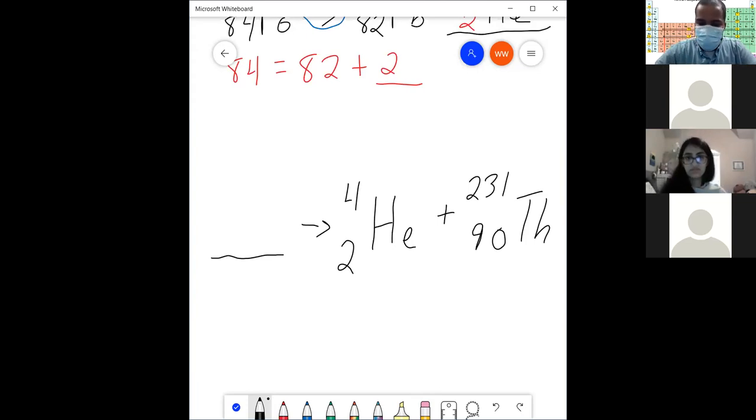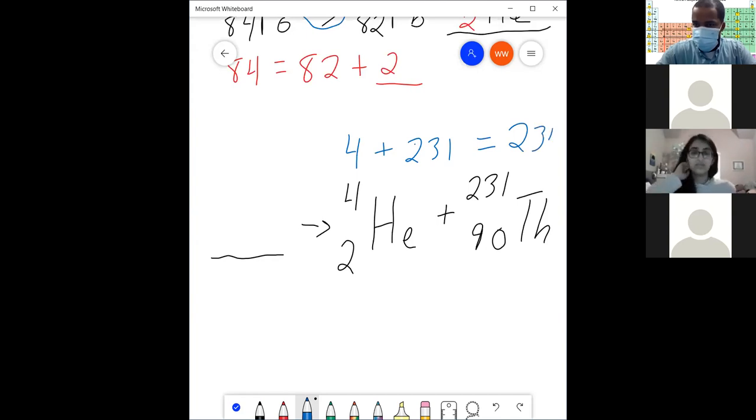Okay. Caitlin, can you help us out with this one? What should I do first? Add the mass. Okay, so let's add the masses. How should I do that? 4 plus 231. Okay, and what do I do now? Add them together over here? Yeah. Okay, so I have 235. So whatever this is, it has a mass of 235, okay?